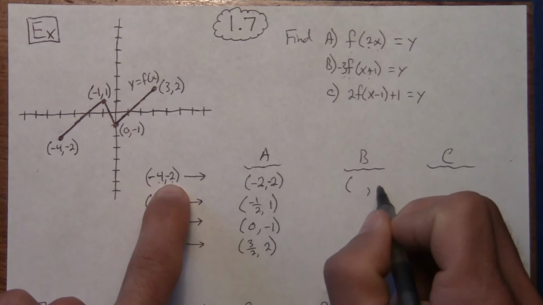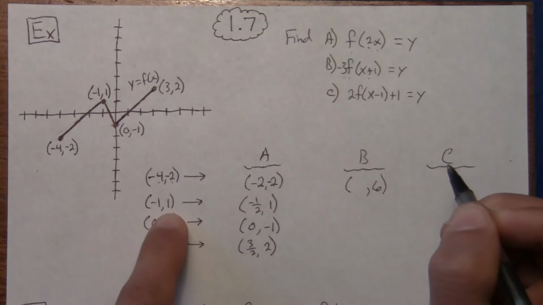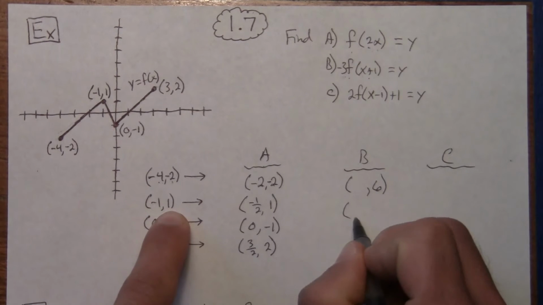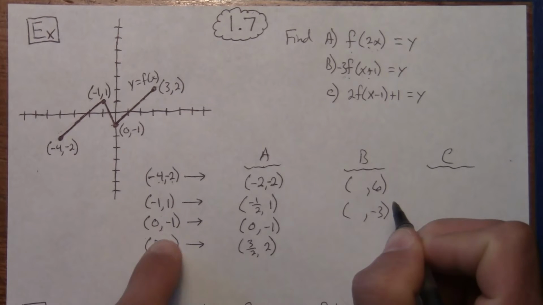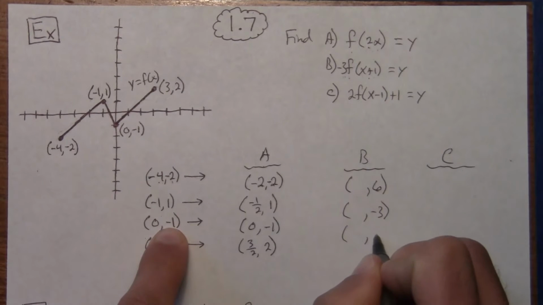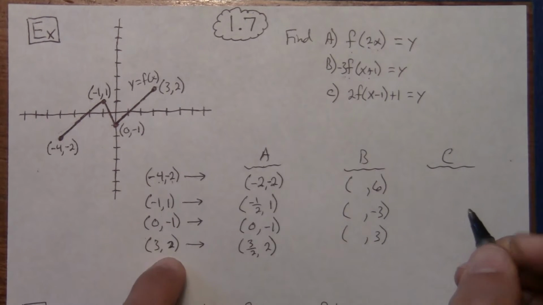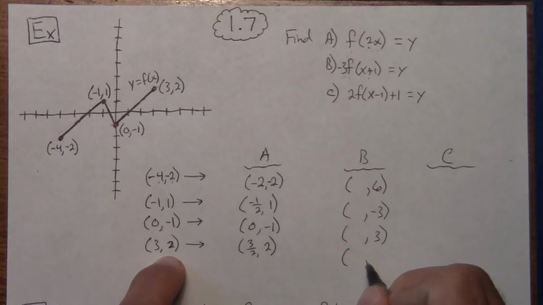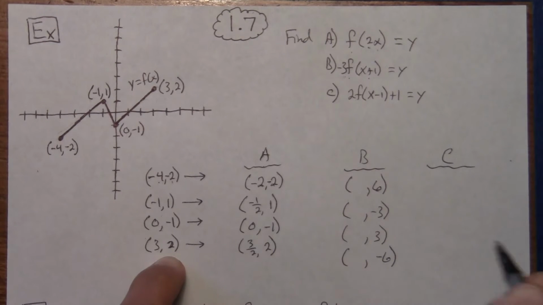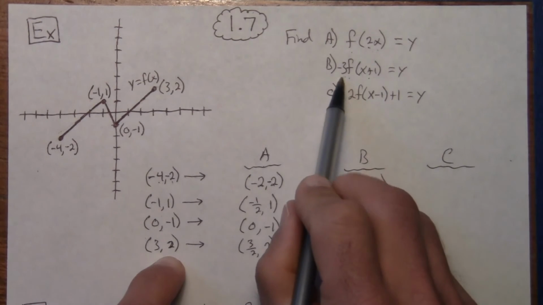Multiply negative 2 by negative 3, and that's going to give me 6. Multiply 1 by negative 3, and that's going to end up giving me negative 3. Multiply negative 1 by negative 3, and that'll give me a positive 3. Multiply 2 by negative 3, and that ends up giving me negative 6. So that takes care of this 3.